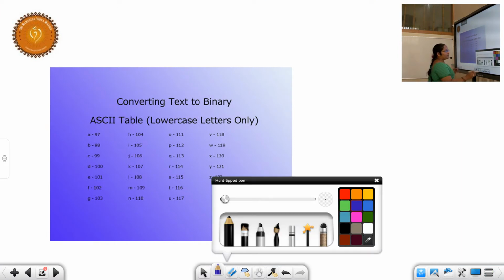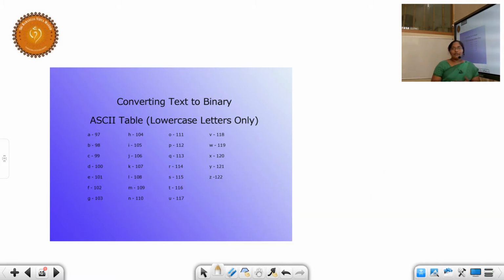Next, converting text to binary. As I said, we are converting the English language into binary text, into a coded language. That is, the computer will convert the language into its own code format. By using a table, it will convert the high level language into the low level language. We have only lowercase letters for converting the alphabets into their binary code.